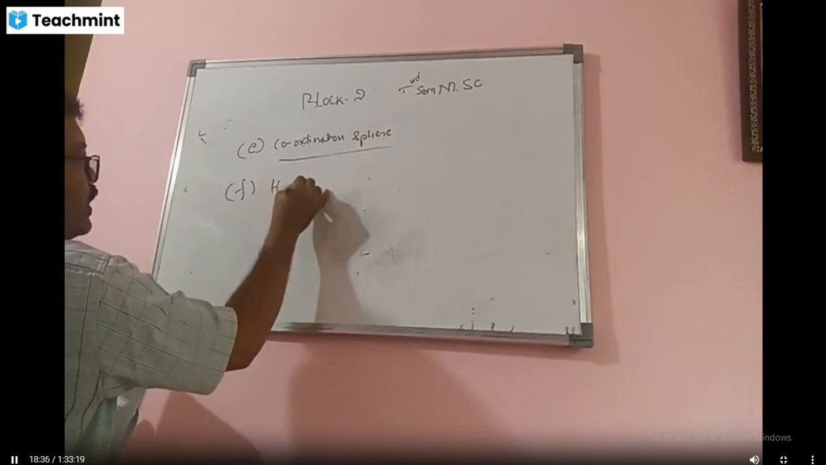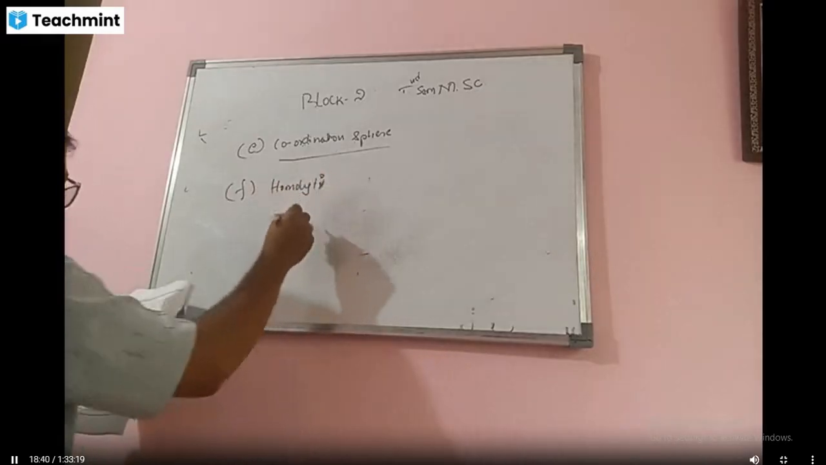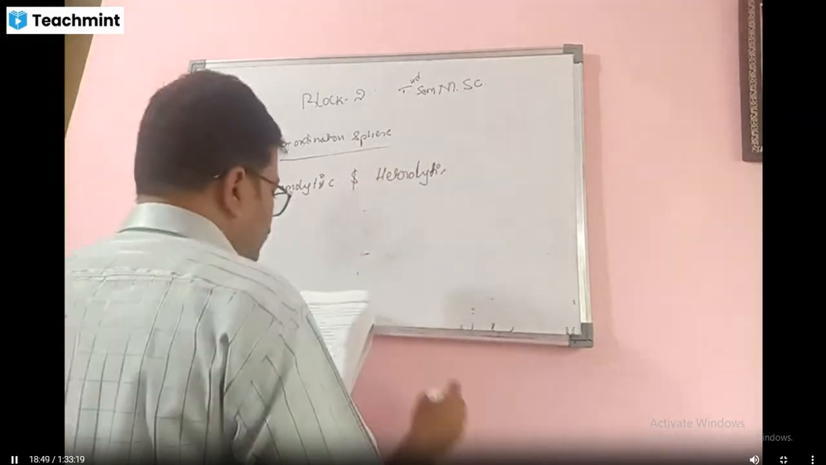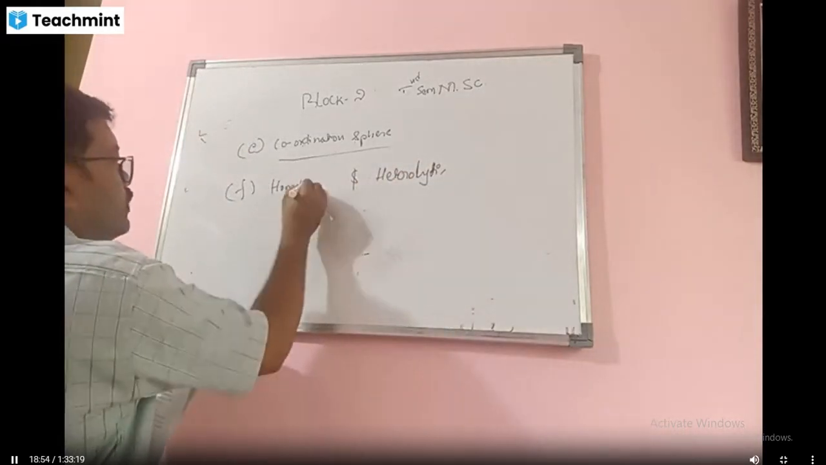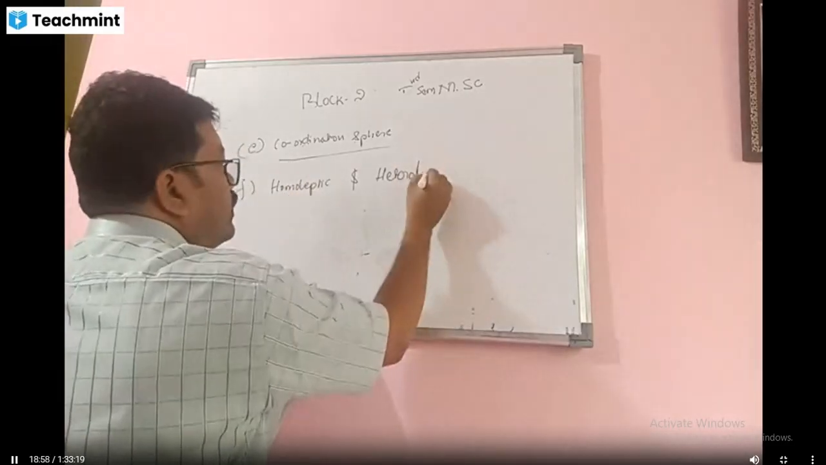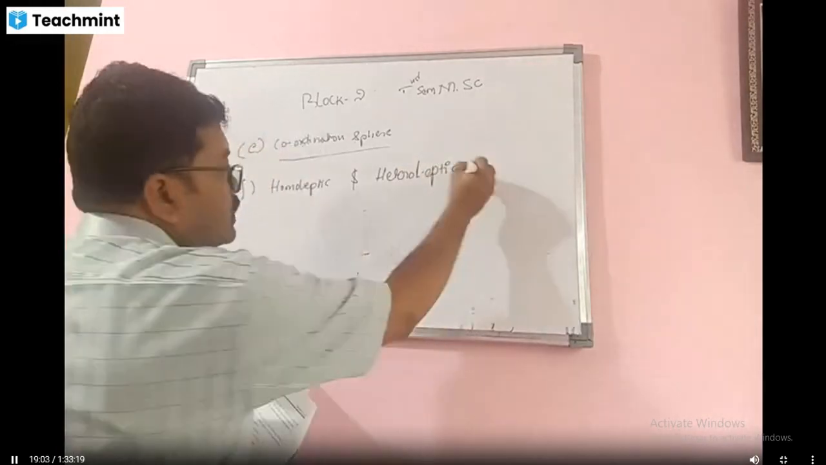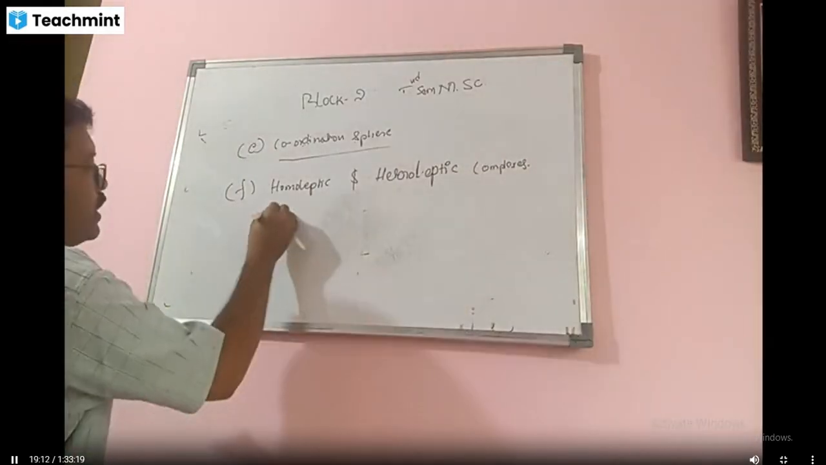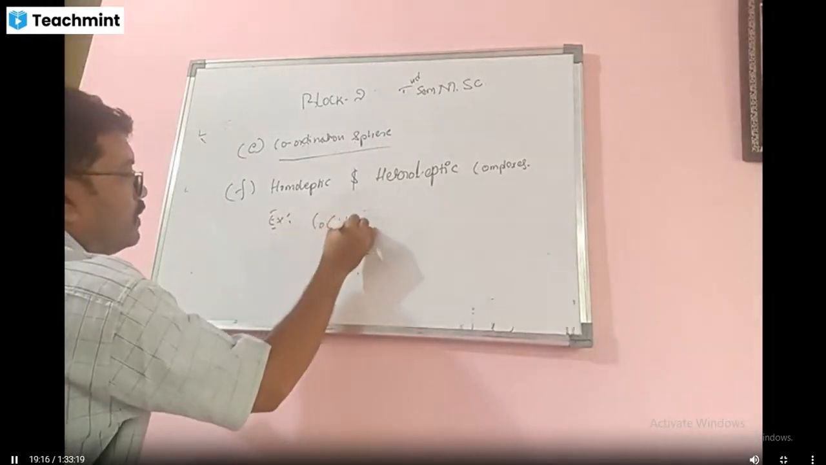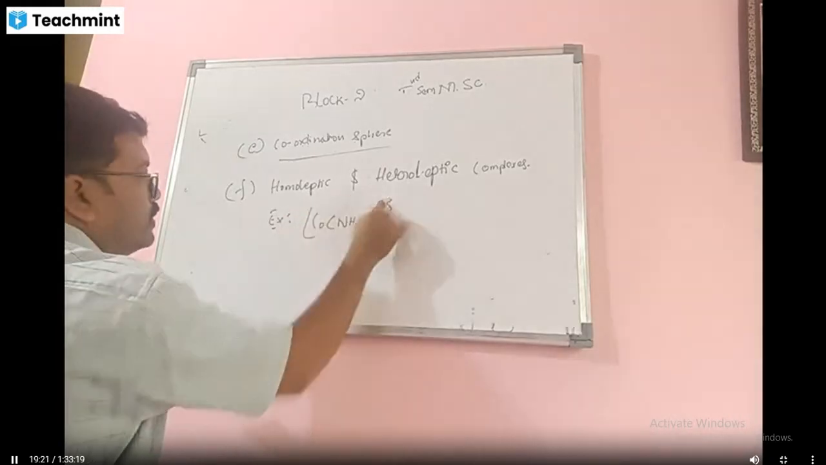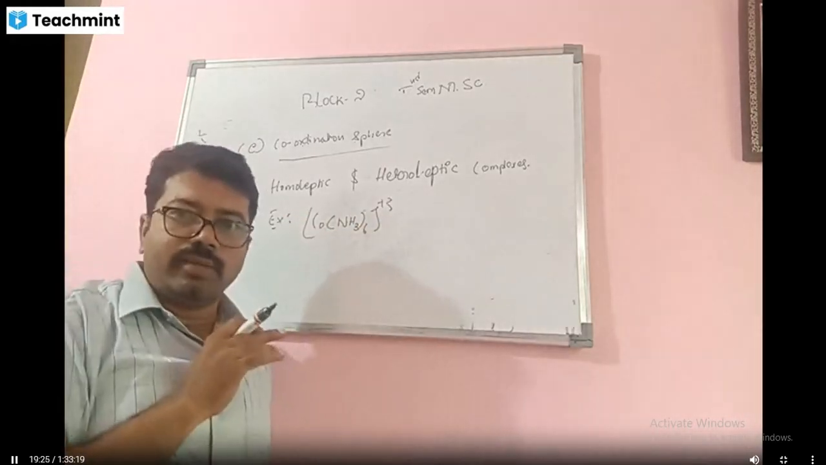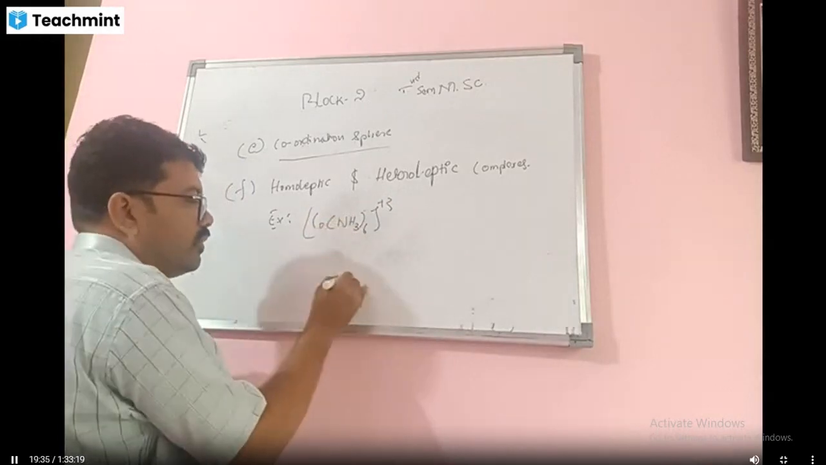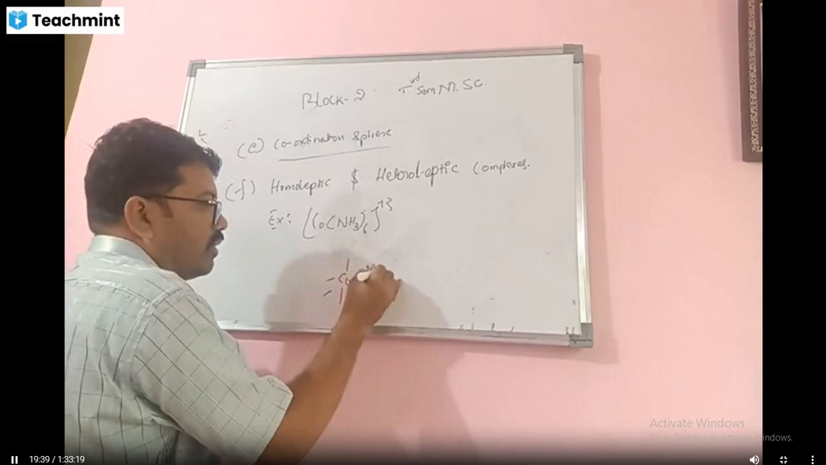Homoleptic and heteroleptic complexes. So what is homoleptic? Example: hexaamminecobalt(III). It is homoleptic because the central atom is surrounded by the same type of ligands; all six ligands are ammonia. So here all ligands are ammonia. That's why it is homoleptic.